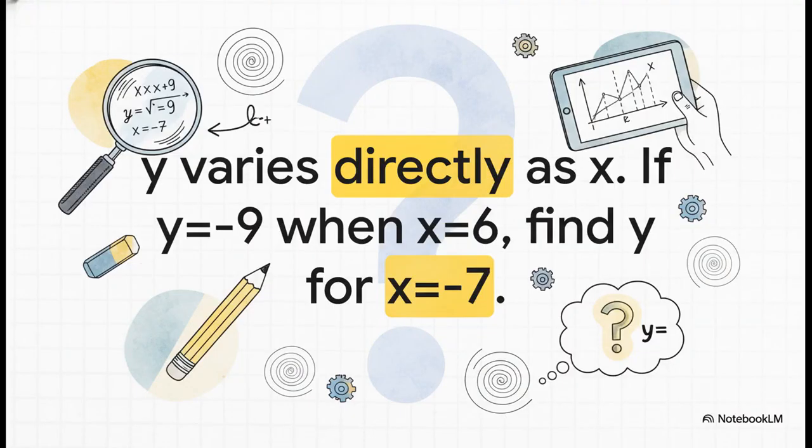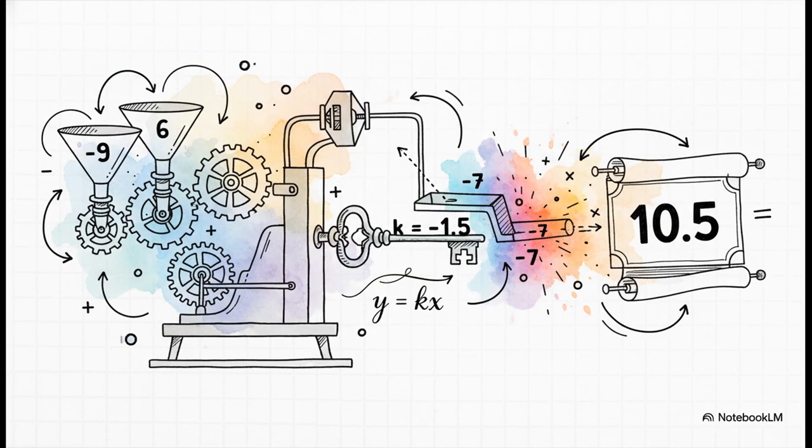Okay, now it's your turn. You can grab a piece of paper or just do it in your head. It's the same exact two steps. First, find k using the numbers they gave you. Y is -9 when x is 6. Once you have your k, use it to figure out the new y when x is -7. Go ahead, I'll wait. And the answer is 10.5.